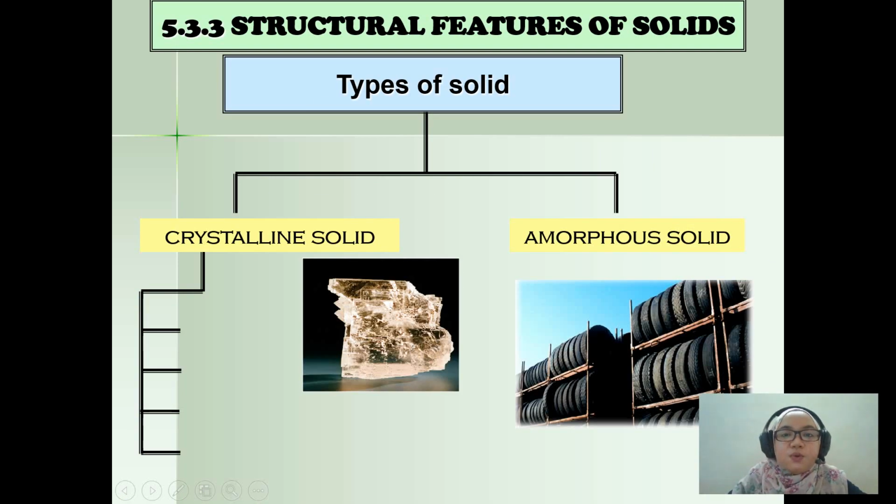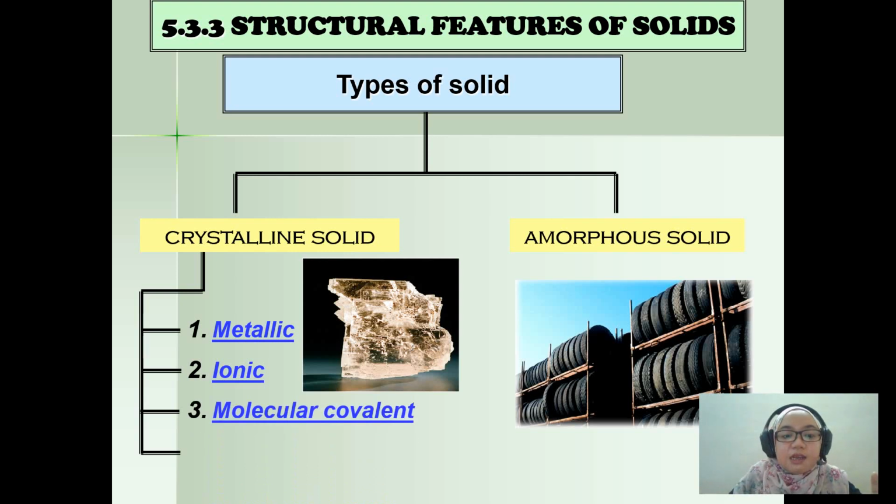Alright. Now we are going to look at the structural features of solid. So basically there are two types of solid. First one is crystalline solid and the second one is the amorphous solid. So crystalline solid has four types, which are metallic crystalline solid, ionic crystalline solid, molecular covalent crystalline solid, and giant covalent crystalline solid. So we are going to look at all these four types of crystalline solid after this. But before that, we are going to look at the difference between the crystalline solid and the amorphous solid.